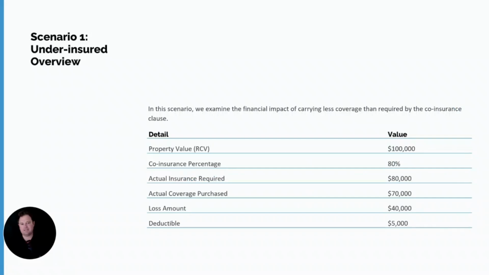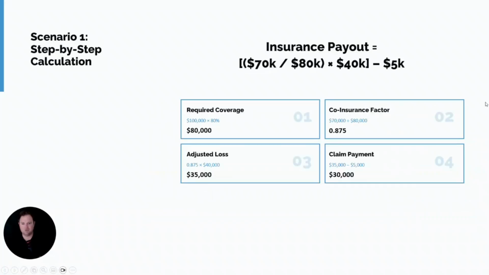So we're going to go through 2 different examples. First one, the property value is $100,000. We have an 80% coinsurance percentage. The actual insurance required is $80,000, which is 80% of the $100,000. We have coverage purchased of $70,000, so they're actually underinsuring this property by $10,000. They experienced a $40,000 covered loss, and so this is what the calculation looks like. It's going to be $70,000 of their carried coverage divided by what they're supposed to carry of $80,000, multiplied by the $40,000 of loss minus the deductible.